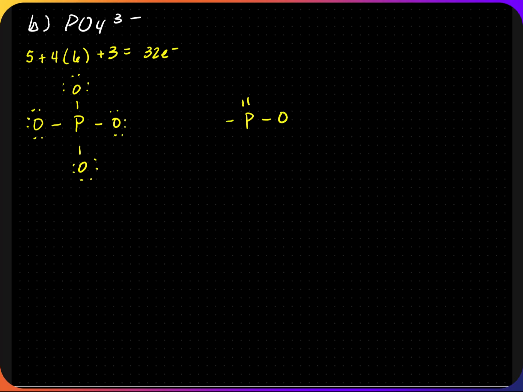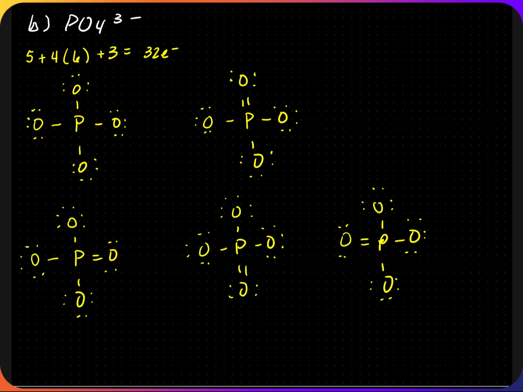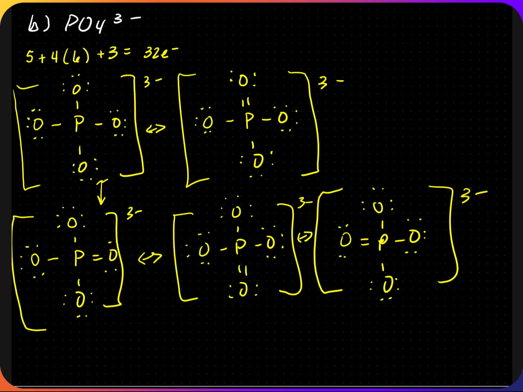Start with a double bond. So the double-bonded oxygen only needs 4 more electrons. The rest need 6 more. And since it has a double bond, the double bond can be rotated. Since these are ions, you need the brackets with the charge on the outside, and since they are also resonance structures, you need a double-headed arrow.